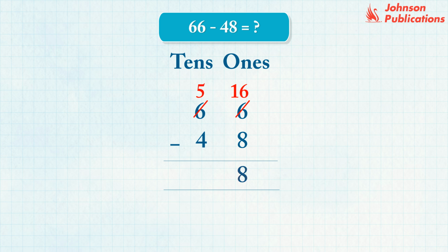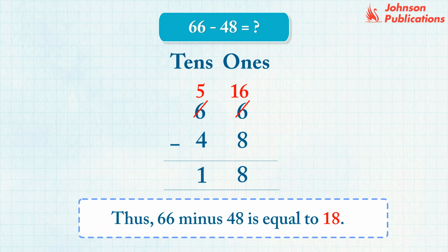Write 8 in the ones place. Step 2. Subtract the tens. Since 1 ten is borrowed by the ones column, we are left with 5 tens in the minuend. Then, 5 tens minus 4 tens is equal to 1 ten. Write 1 in the tens place. Thus, 66 minus 48 is equal to 18.